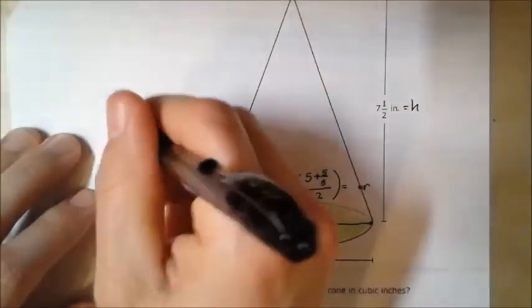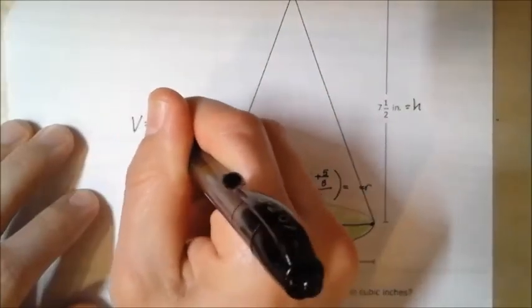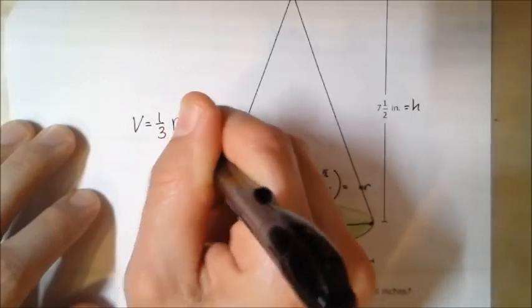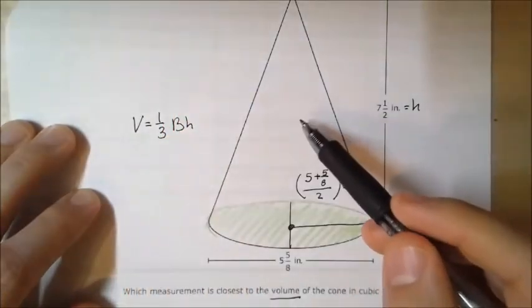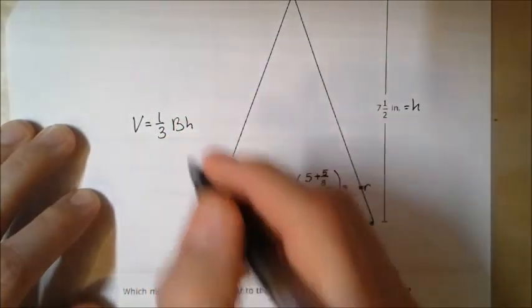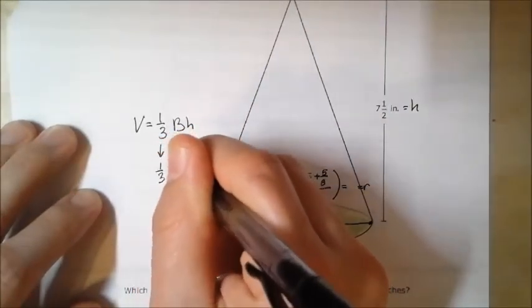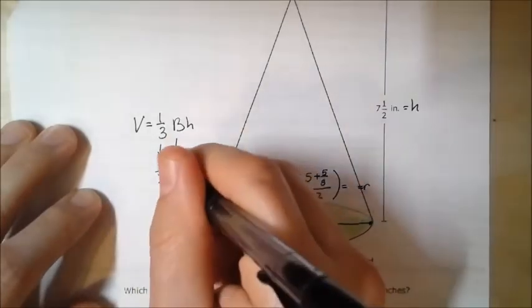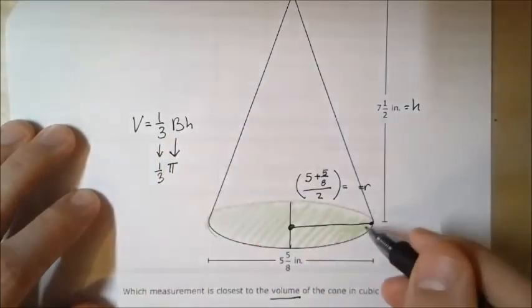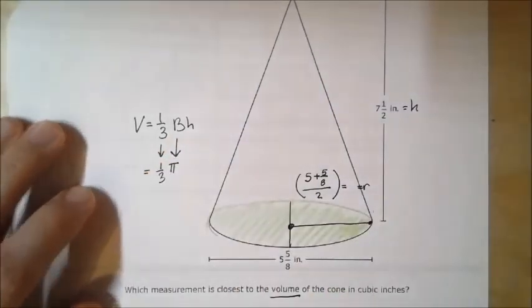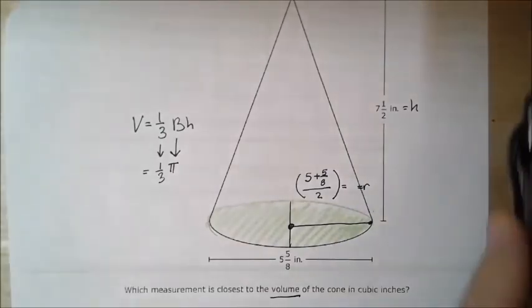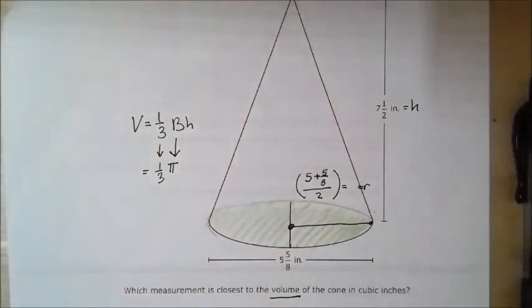Also keep in mind, our volume formula is V is equal to 1/3 big B times H. Because a cone is 1/3 of a cylinder. So with that being said, we have 1/3 times our big B, which is going to be pi r squared. And that's pi. We don't know r yet. So at this point, let's go ahead and go to our calculator and figure out what r is going to be.